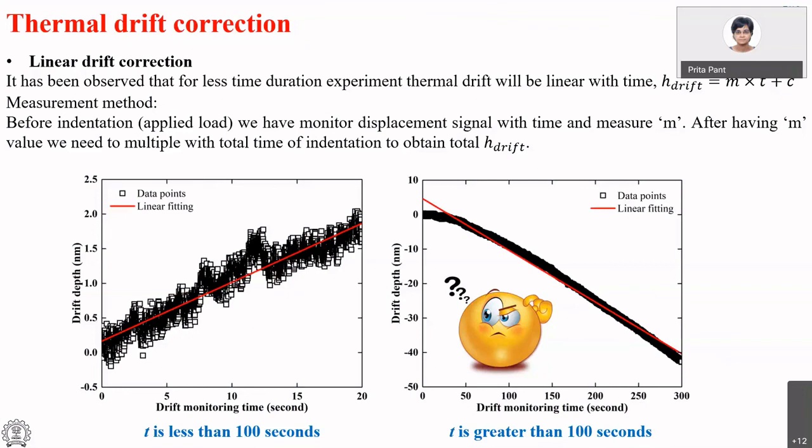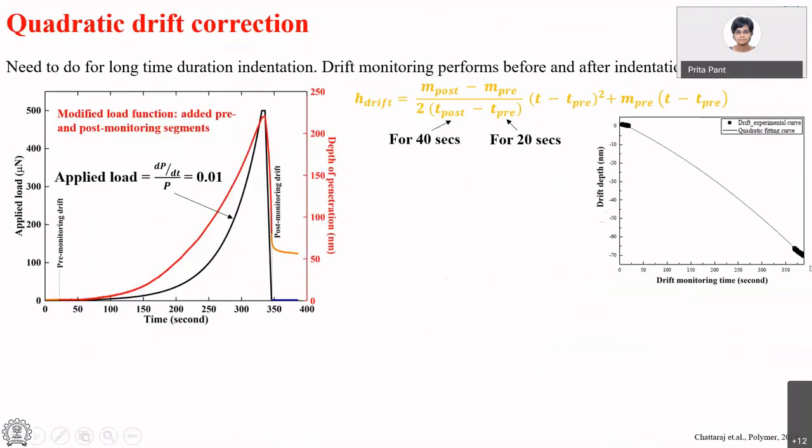We found out that it doesn't work for our experiment. So what we did was we introduced a new way of correcting for drift. And this was actually done by a PhD student who's now graduated, Sandeepan Chattaraj. What he did was he said, look, I'm going to measure displacement at the beginning of my experiment. And I'm also going to measure displacement at the end of my experiment. You see a small orange line here, which is post monitoring. And then I'm going to plot both of these, pre as well as post, displacements as a function of time.